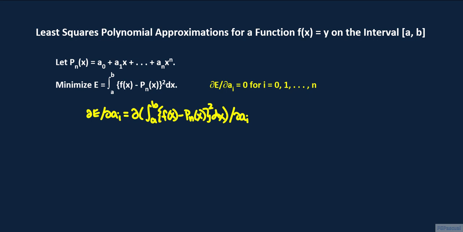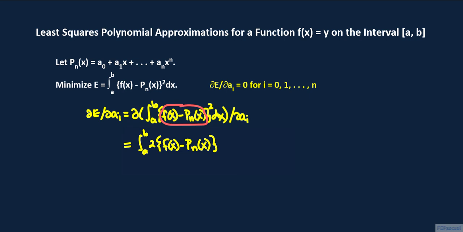If f is a continuous function, then we should be able to get this derivative by differentiating the integrand with respect to a sub i, and then integrating the result with respect to x from x equals a to x equals b. In other words, we should be able to bring the differentiation inside the integral. The first part of the derivative of the integrand with respect to a sub i is 2 times the difference between f and p sub n of x. Not forgetting the chain rule, we still have to multiply this by the derivative of the difference between f of x and p sub n of x.